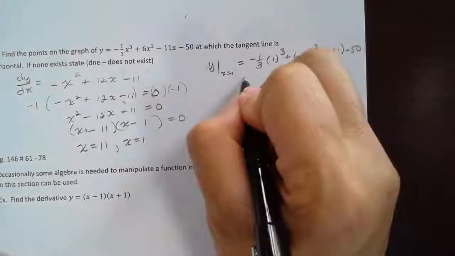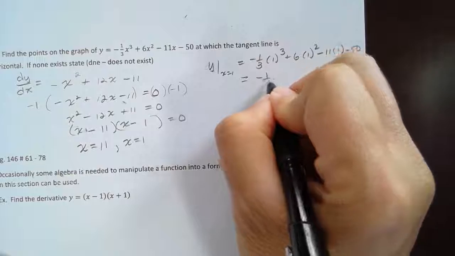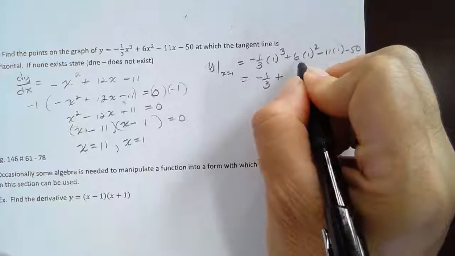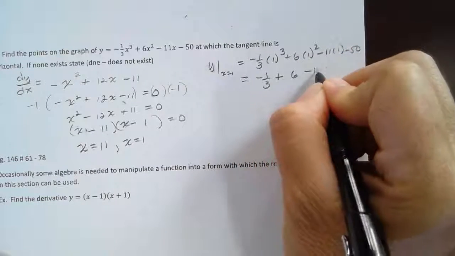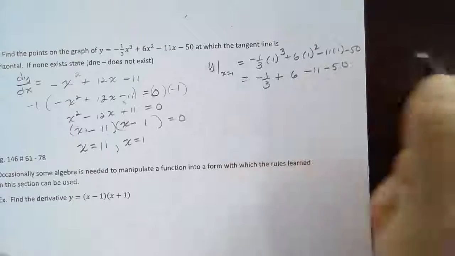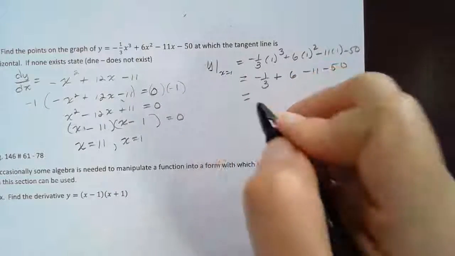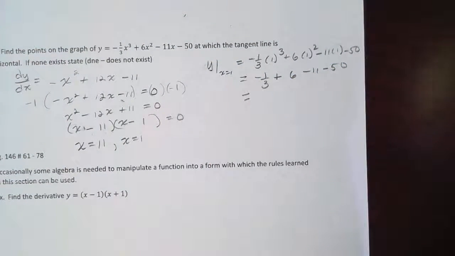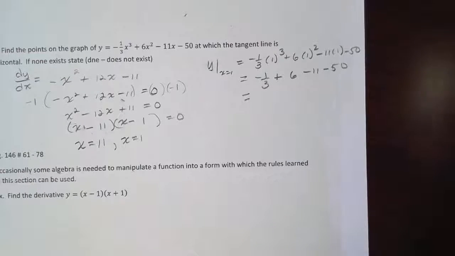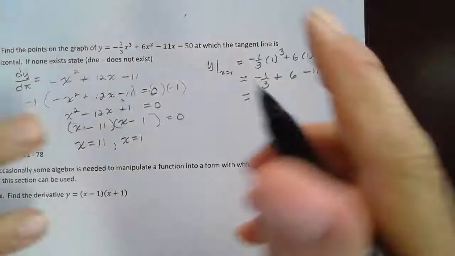So this is going to be a negative 1/3 plus 6 times 1 is 6 minus 11 minus 50, which is going to be equal to negative 55 and 1/3.